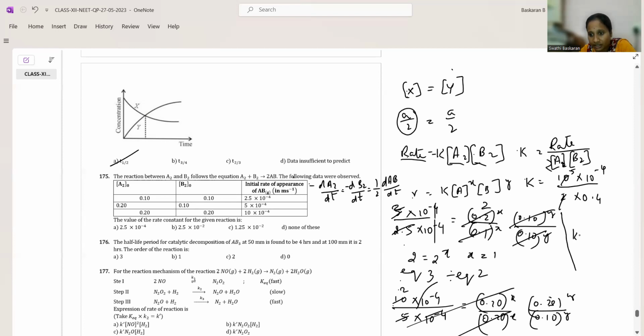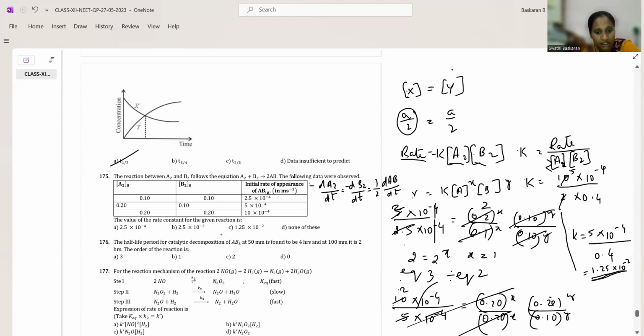So K is equal to 5 into 10 power minus 4 divided by 0.4, which is equal to 1.25 into 10 power minus 2. So hence the rate constant value will be equal to option C. So which is your correct option here?